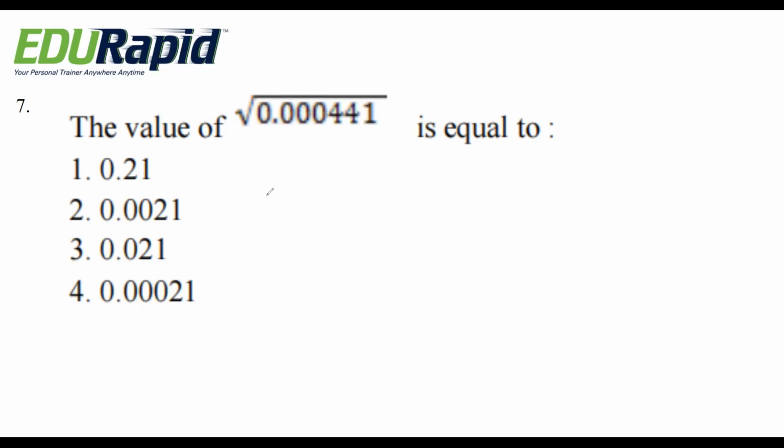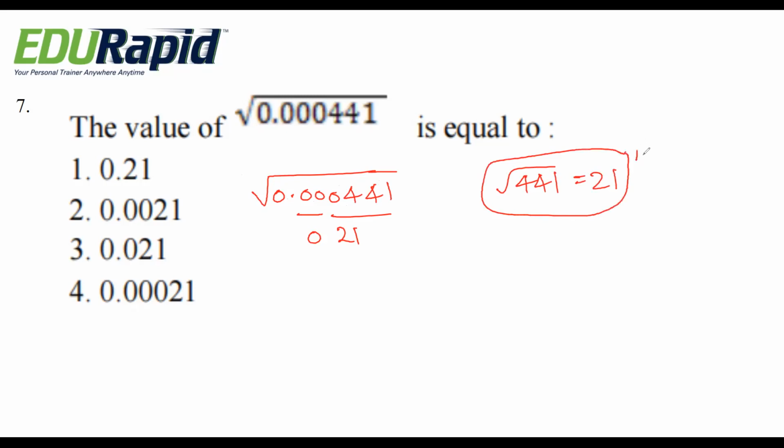Okay, here they are asking what is the value of square root of 0.000441. So this becomes 0.0 and then 21 squared. Square root of 441 is what? 21. So it becomes 0.021. That is option 3.